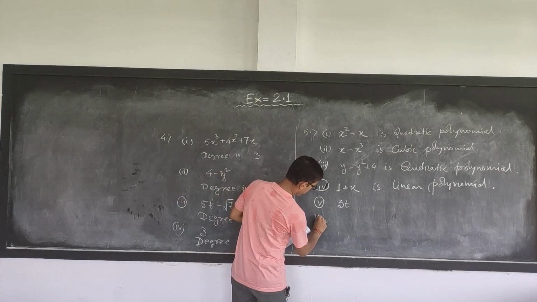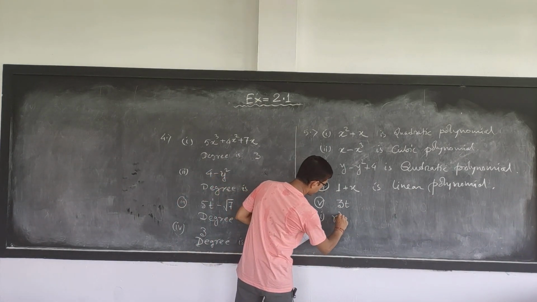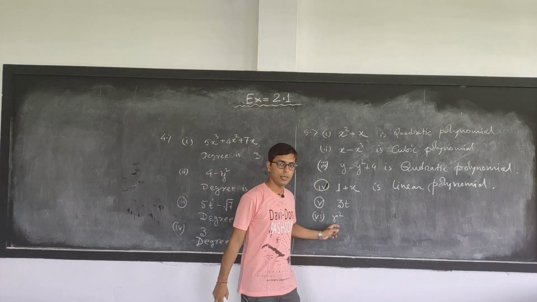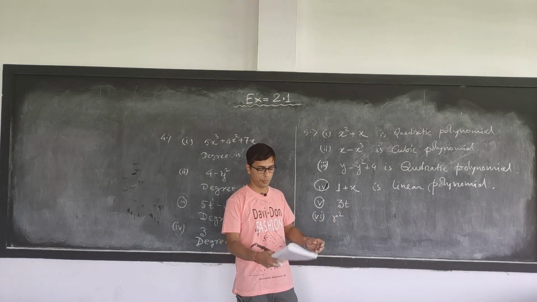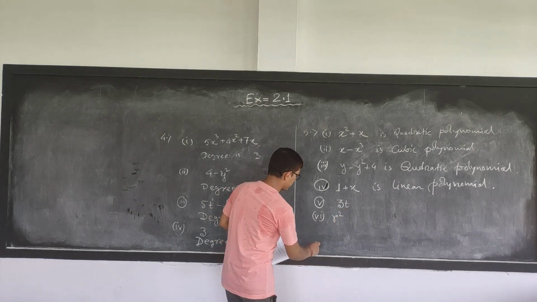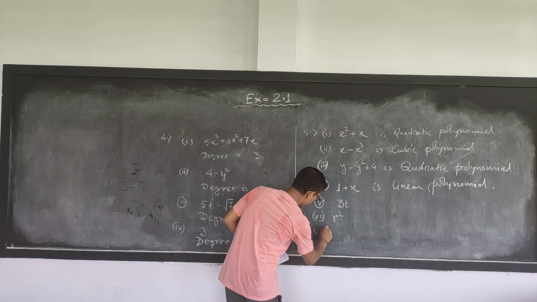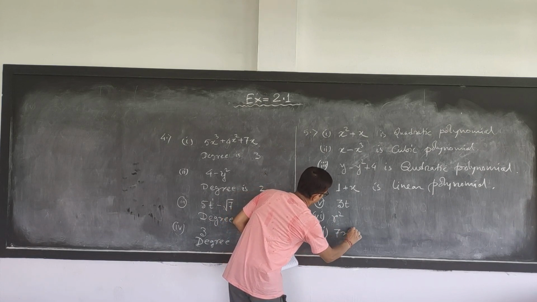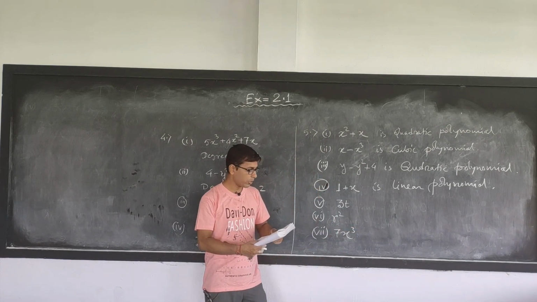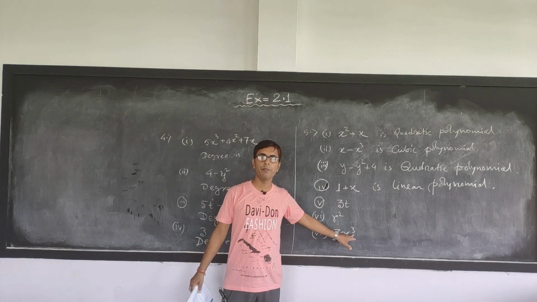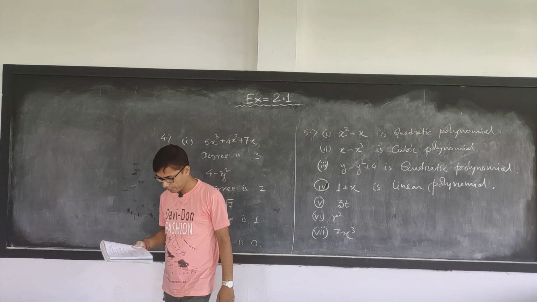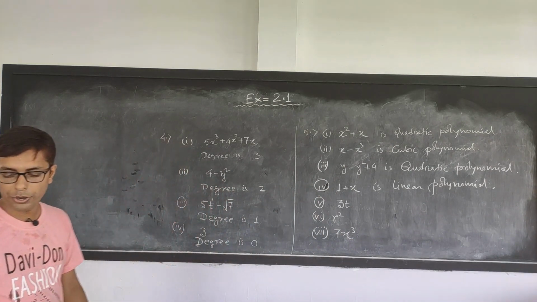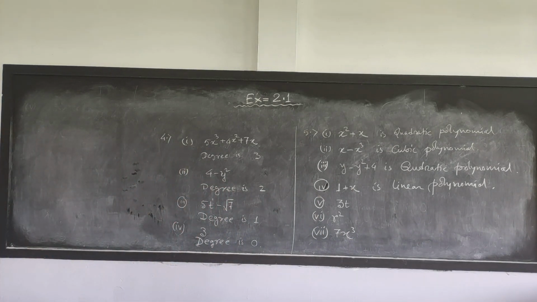Then number 6, r square. What type of polynomial is this? Yes, it's a quadratic polynomial because the highest power on the variable is 2. Then 7x cube. Since the highest power on the variable is 3, therefore it's a cubic polynomial. Cleared? So with this we have finished this exercise 2.1 of the chapter polynomial.